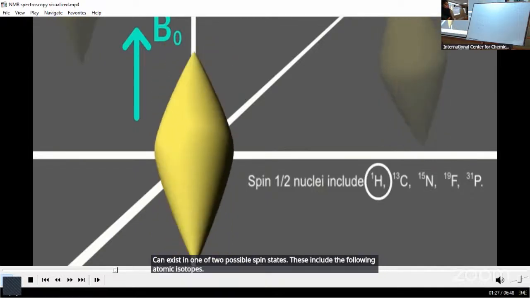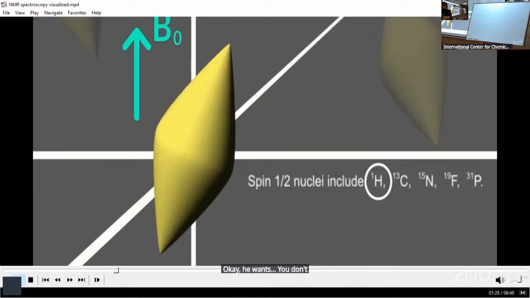Okay, he wants. The hydrogen nucleus, usually. You don't want to explain?